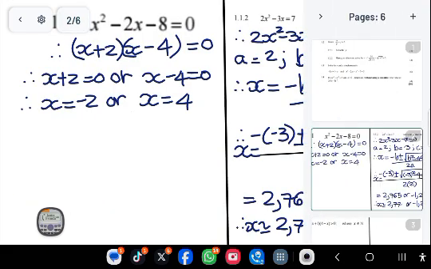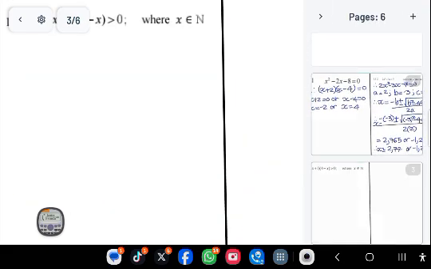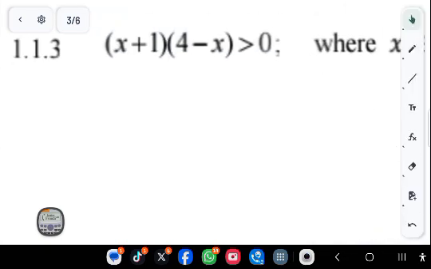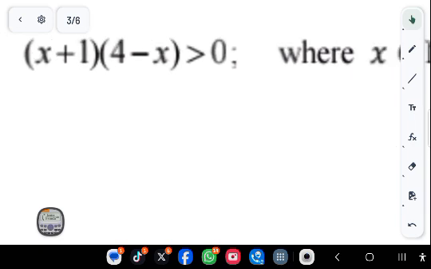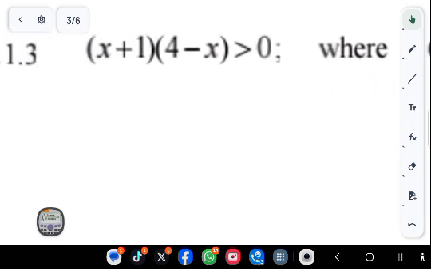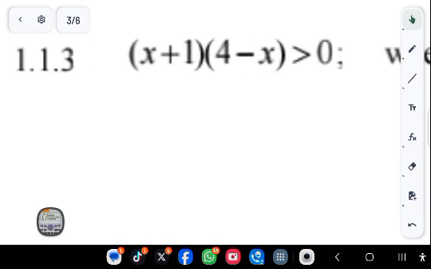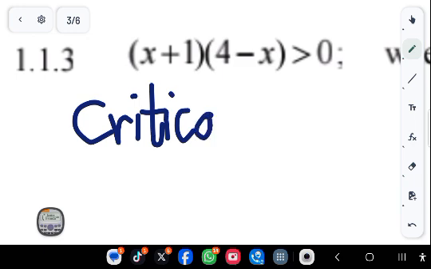Next question, 1.1.3, this is an inequality. In an inequality, the first step is you take everything to the left hand side and factorize. This one is already factorized for us. So what we do is very simple. We just find the critical values. These are what would be your roots if this were an equation.